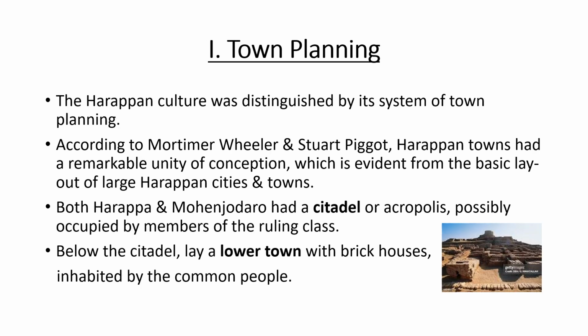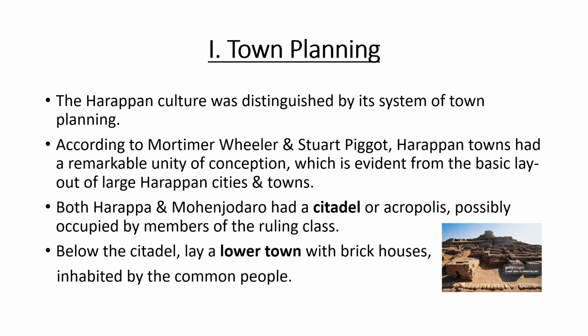The Harappan culture was distinguished by its system of town planning. Archaeologists like Mortimer Wheeler and Stuart Piggott believed that the Harappan towns had a remarkable unity of conception, which is evident from the basic layout of large Harappan cities and towns. Both Harappa and Mohenjo-daro had a citadel or acropolis, and this was possibly occupied by members of the ruling class.